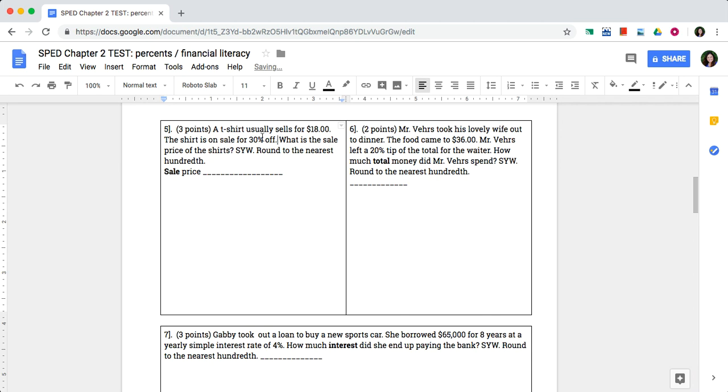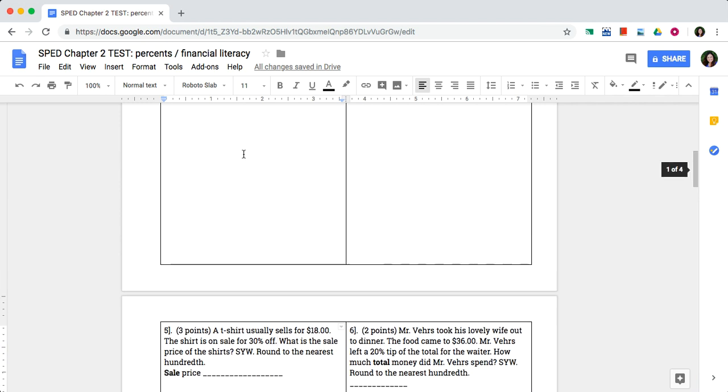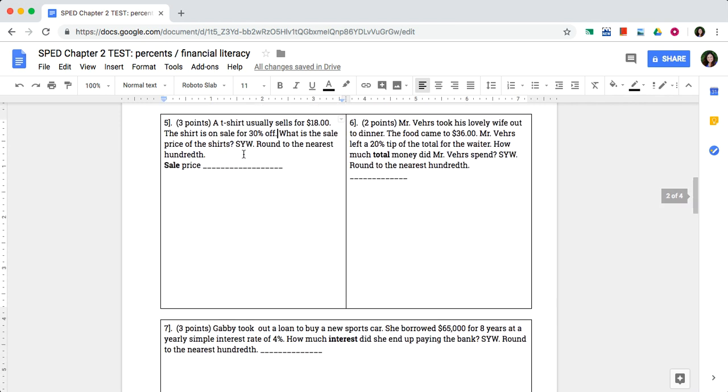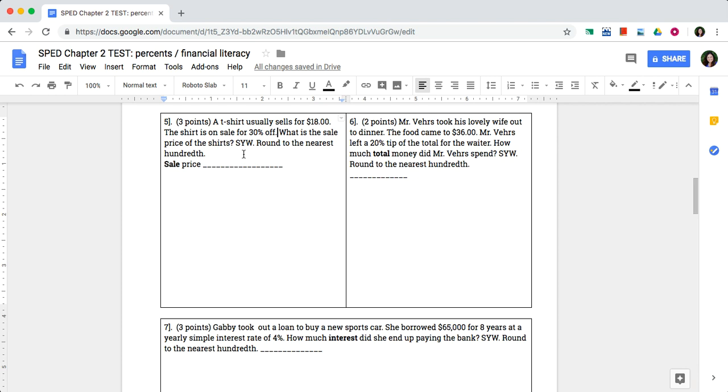Okay, a t-shirt usually sells for $18. The shirt is on sale for 30% off. What is the sale price of the shirts? And then you're going to round to the nearest hundredth. So notice up here it was rounding to the nearest tenth. Down here it's now to the nearest hundredth. And all you're doing is seeing how much the sale price is. So remember, you would pay all this except for the fact it's on sale, so you're going to pay less. So how do you do that when you're figuring? Okay.